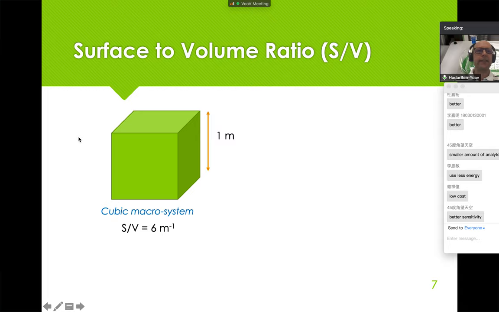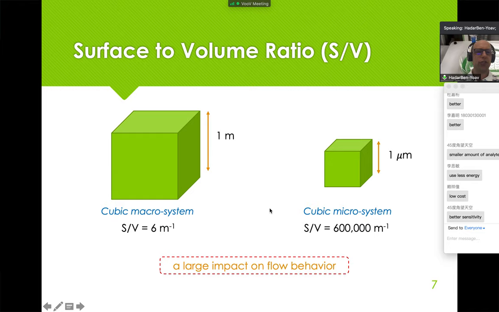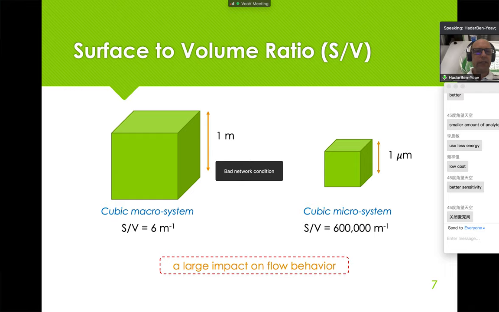Another advantage is the surface to volume ratio. It's the ratio between the surface area of the solution itself over the volume of the solution. In a macro scale system with a cubic system of 1 meter side, we get a ratio of about 6:1 meter. But when we go to a cubic microsystem example, the ratio increases by 100,000. So basically, the surface area to volume ratio becomes much higher, much bigger.